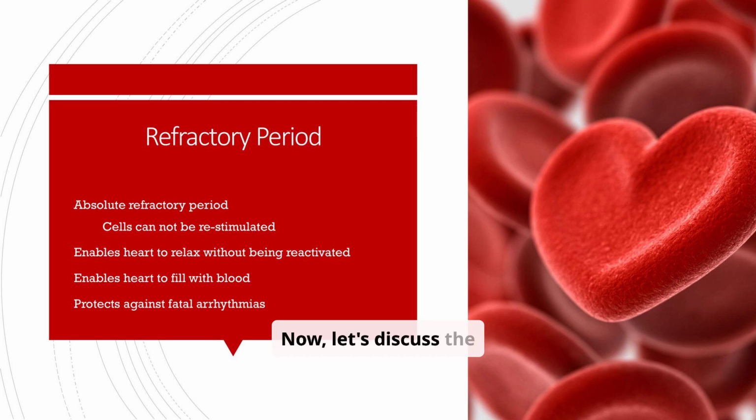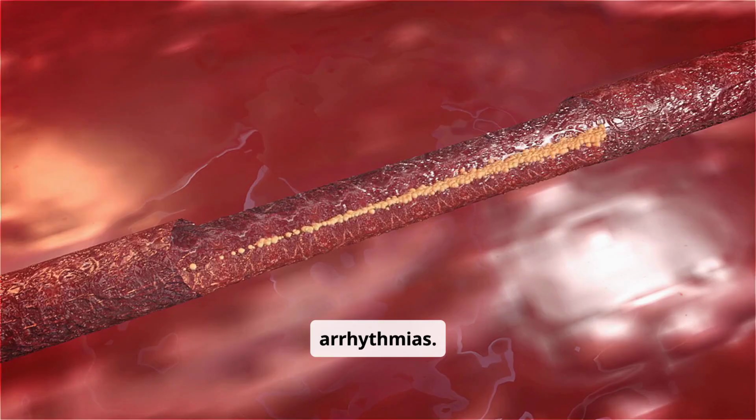Now, let's discuss the refractory period of the heart. During the absolute refractory period, cells cannot be re-stimulated. This is essential for allowing the heart to relax, fill with blood, and preventing fatal arrhythmias.